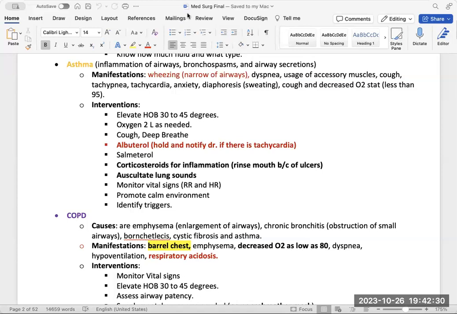Auscultating lungs, this is respiratory. All of these I'd want to auscultate lungs. If that was an option on my NCLEX, I'd pick it. Monitoring vital signs, that heart rate and the respiratory rate, and things like that.